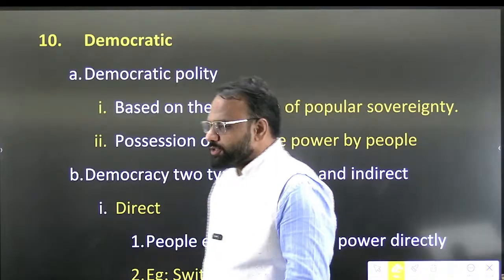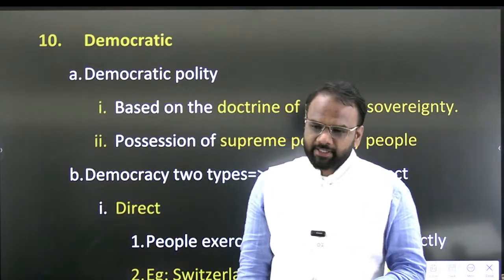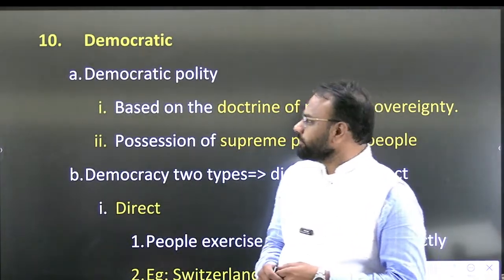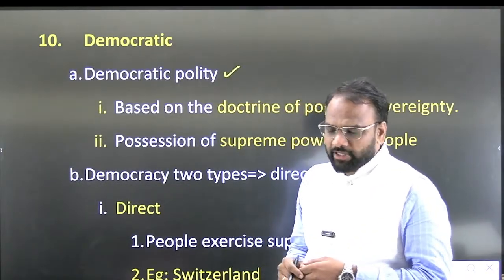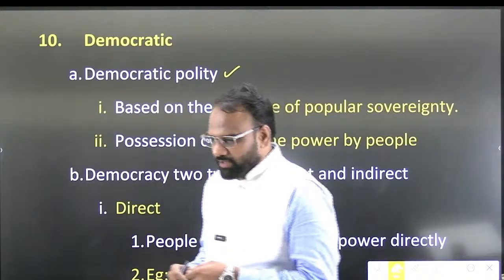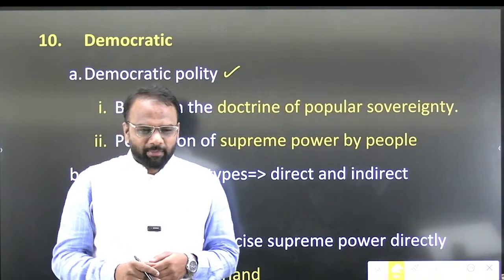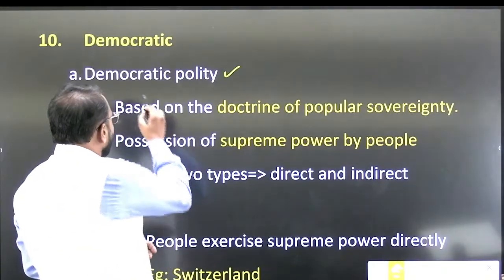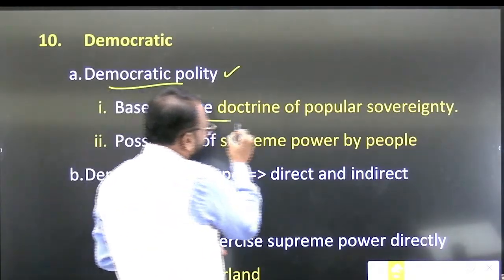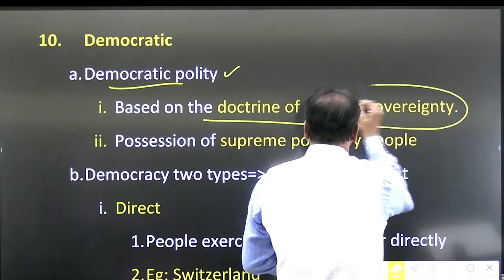We covered sovereign, socialist, secular. The next is democratic. So India is a democratic polity. Generally we have heard the definition of democracy in our high school days probably: by the people, to the people, all those things. So democratic polity based on doctrine of popular sovereignty.